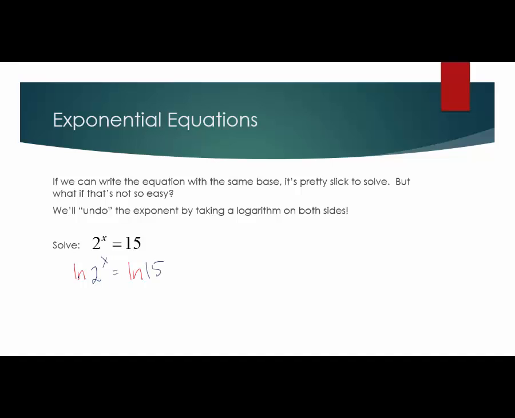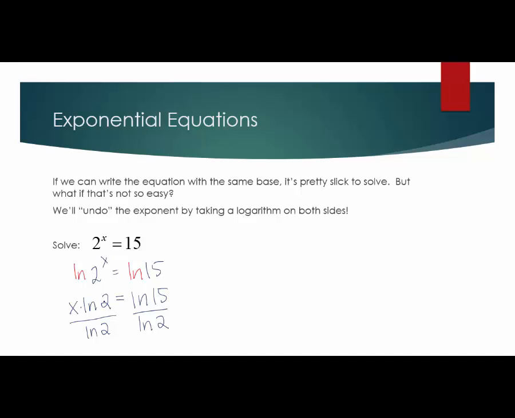In this case, the logarithm and the base 2 exponential don't directly undo each other, but I do have an exponent rule that allows me to bring down this x as a part of a product. This is, according to one of my laws of logarithms, x times the natural log of 2 equals the natural log of 15. One more step will get x by itself. I'm going to divide out by the natural log of 2.